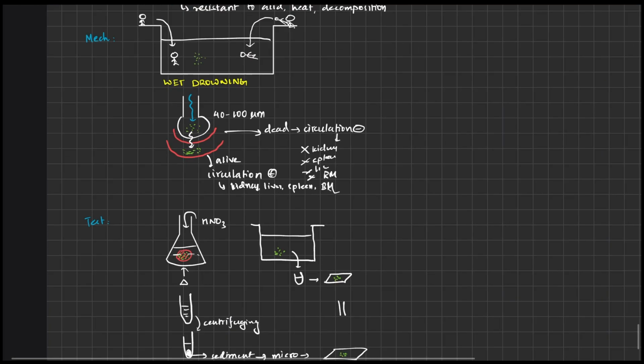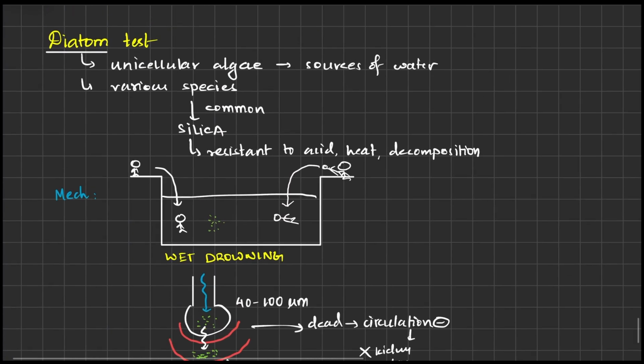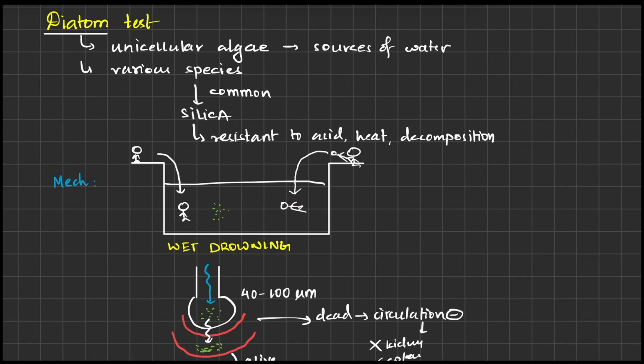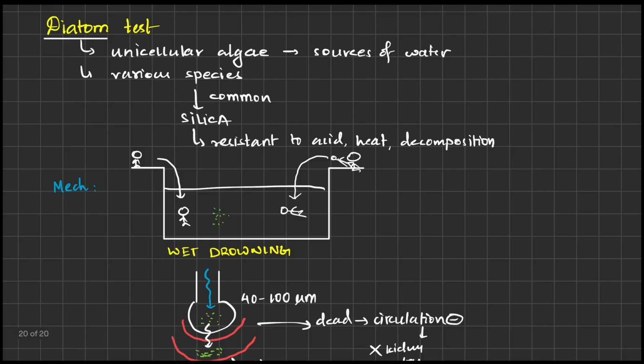So that's your diatoms test. Again, what is diatoms test? Diatoms test is carried out by keeping diatoms as the main source of test. Diatoms are unicellular algae found in various sources of water. They are of various species, but what's common among all those species is the presence of silica lining those diatoms, which is resistant to acid, heat, and decomposition.